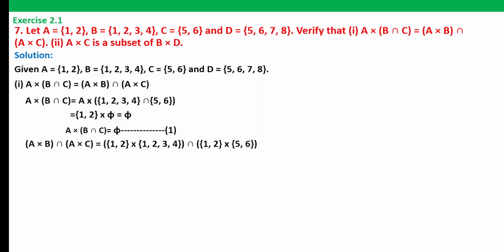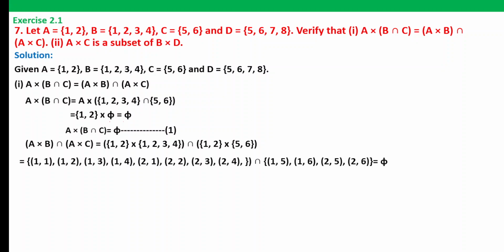Now, let us solve the second one, on the right hand side: (A into B) intersection (A into C). So, A into B is 1, 2 multiplied with 1, 2, 3, 4, intersection 1, 2 multiplied with 5, 6. So we are going to get (1,1), (1,2), (1,3), (1,4), (2,1), (2,2), (2,3), (2,4) intersection with (1,5), (1,6), (2,5), (2,6). If we observe, no element is common between these two. Therefore, the intersection of this will be an empty set. Therefore, (A into B) intersection (A into C) is an empty set.